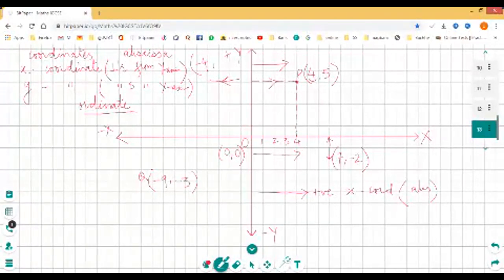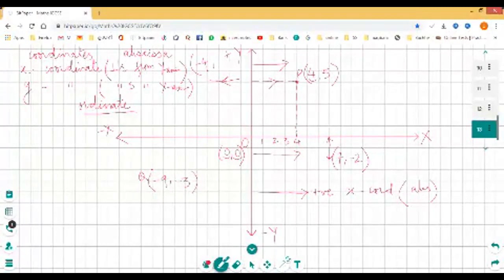Now, what are the coordinates of the origin? This 0 means it's neither going to the right side nor to the left side. And this 0, the ordinate, means it's neither going up nor going down. So the origin always has the coordinates 0, 0.